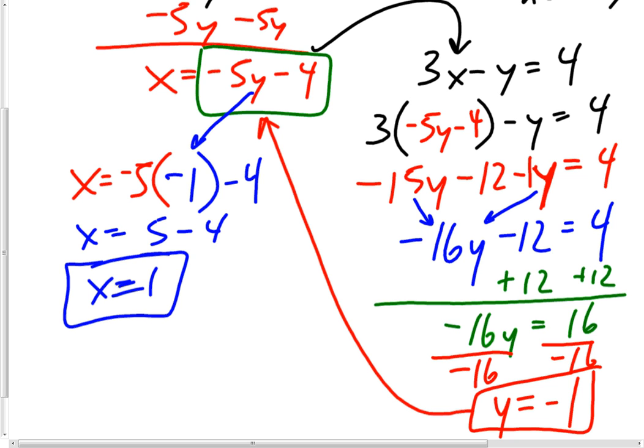Do we have an answer for each variable? What's another way to write this instead of having them separate? How did we write it in problem number 1? I can write it as an ordered pair. I could have done what I did in number 1. I could have graphed this and looked to see where they crossed, and I would have gotten 1, negative 1.